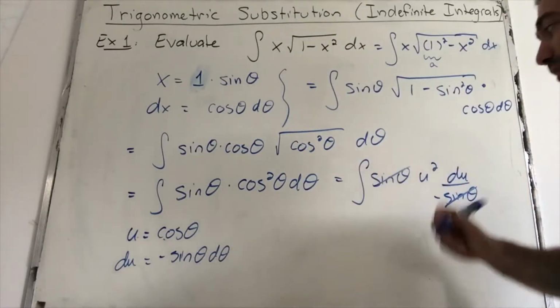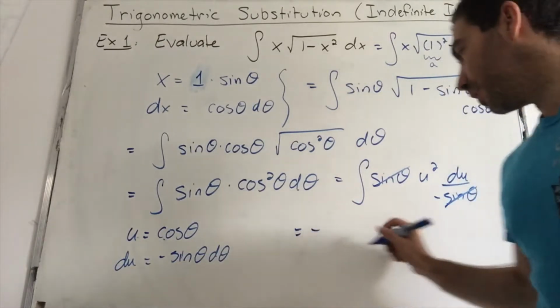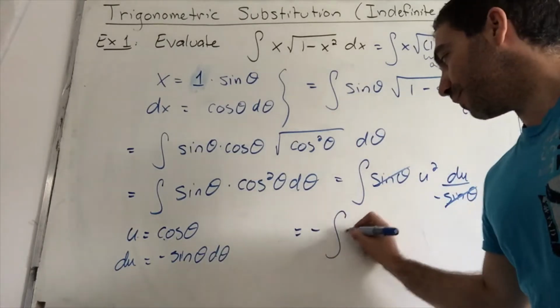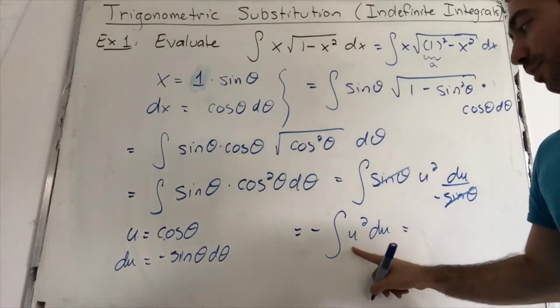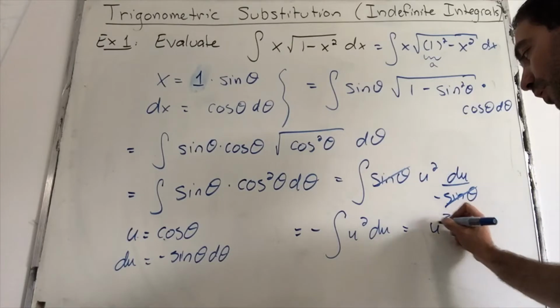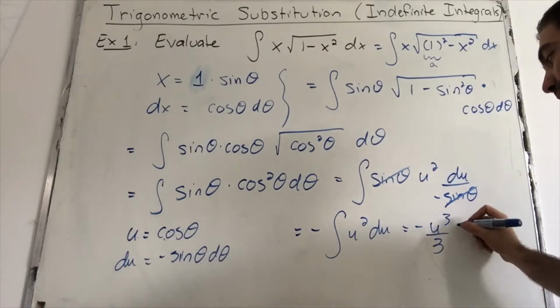The sine thetas cancel, which is great. We're just left with the integral. The negative, I'm going to pull it on the outside, and we have the integral of u squared du. The integral of u squared is just u cubed over 3. We have the minus in the front, divided by 3, plus c.